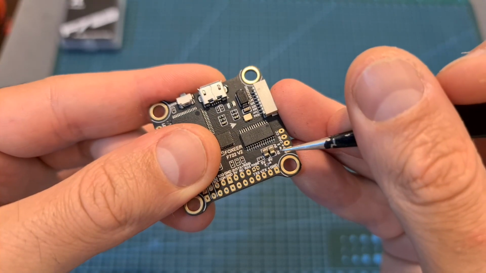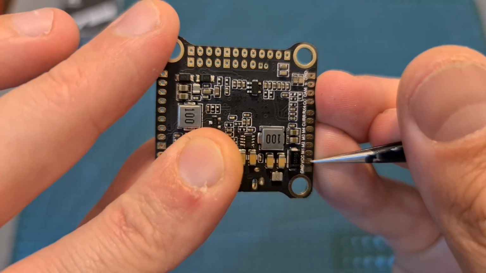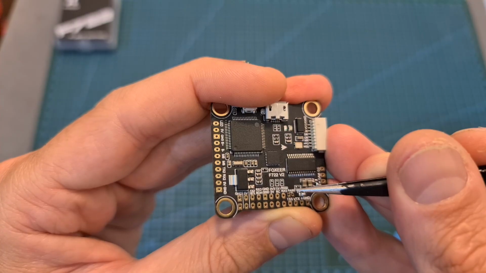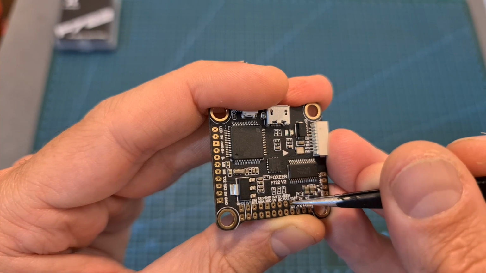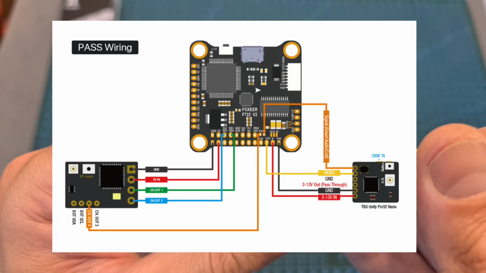In case you would like to power the VTX directly from your battery, you can do so by using the VCC pad on the other side of the flight controller. In addition, the flight controller features 2 pass pads, which can be useful for a TBS Crossfire and VTX setup.